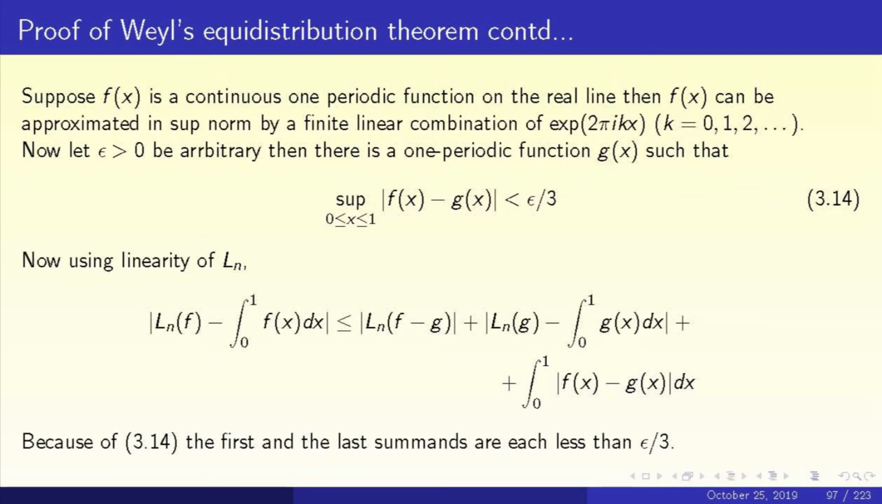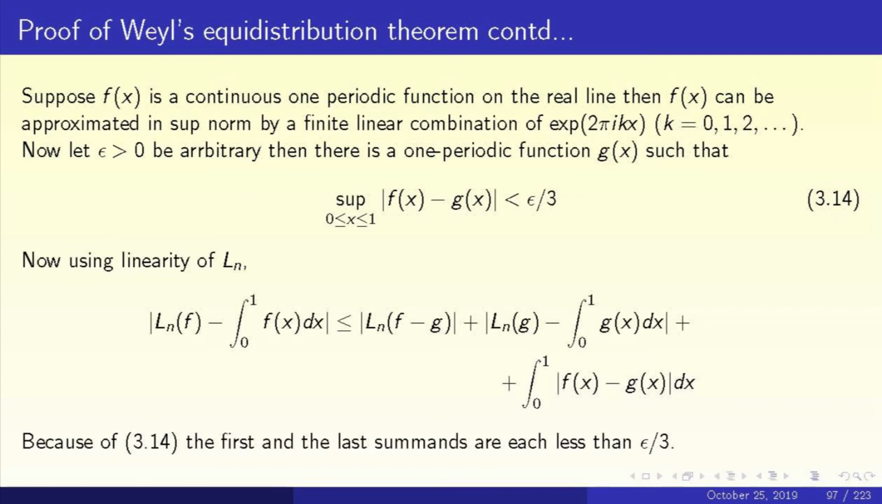So now let us bring in the epsilons. Let epsilon greater than 0 be arbitrary. Then there is a 1 periodic trigonometric polynomial g x such that the supremum of mod f x minus g x is less than epsilon by 3, equation 3.14. Now using linearity of ln, let us estimate mod ln f minus integral 0 to 1 f x dx. Add and subtract ln g: it is less than or equal to mod ln of f minus g, plus mod ln g minus integral 0 to 1 g x dx, plus integral 0 to 1 mod f x minus g x dx.